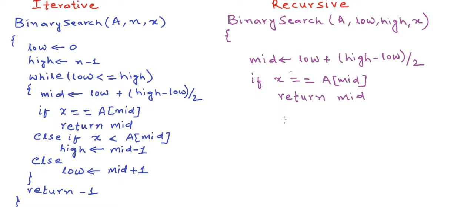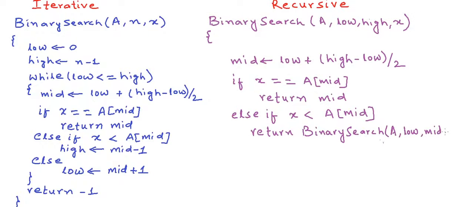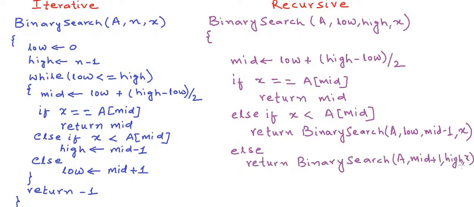If we find x, that's good, we return the index at which we have found it. If x is less than A[mid], we call binary search recursively on the range low to mid minus 1. I'm running short of space here, so I'll create some space. So x is now to be searched between index low to mid minus 1. Else if x is greater than A[mid], which will be the third condition anyway, we return binary search from mid plus 1 to high. So we make a recursive call to search x from index mid plus 1 till high.